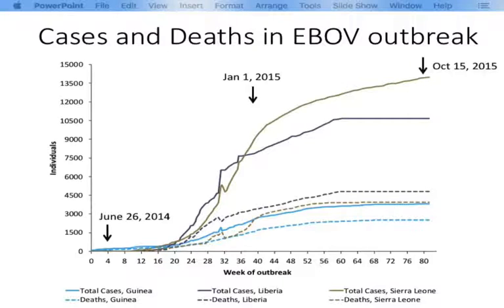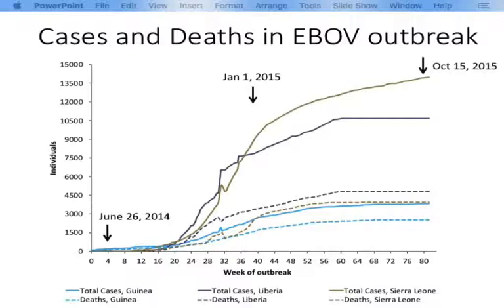So here is data from the World Health Organization, from the CDC, looking at the number of cases. I've just put 3 time points up here to give you an idea of these. The x-axis represents the number of weeks of the outbreak, or at least what we have data for. The y-axis represents individuals, so the total number of individuals who have been infected. And if you look at this data, the total number of individuals that have been infected in Sierra Leone is the highest. Okay, Liberia, second highest, lowest in Guinea.